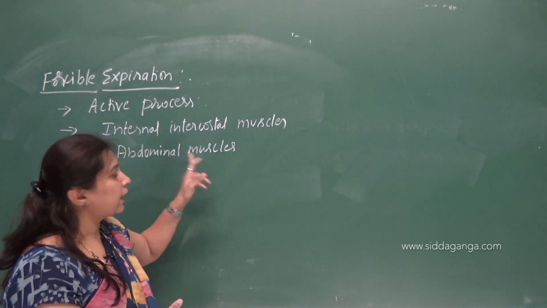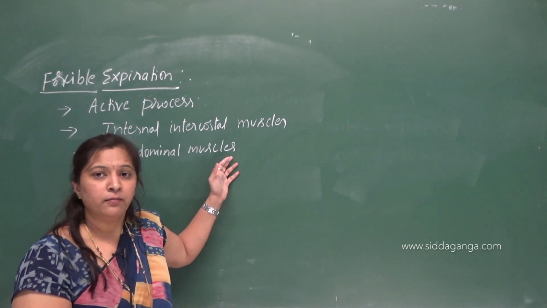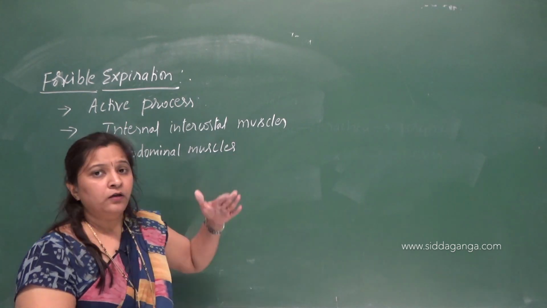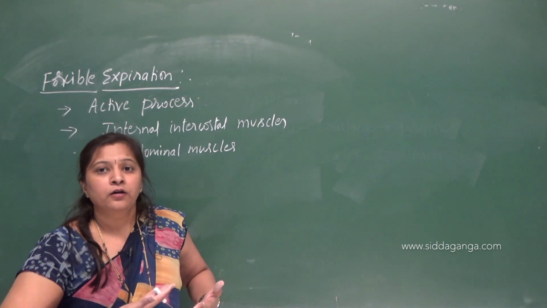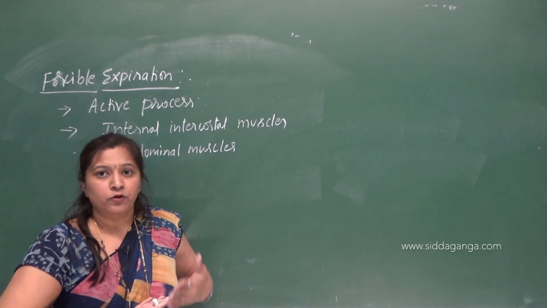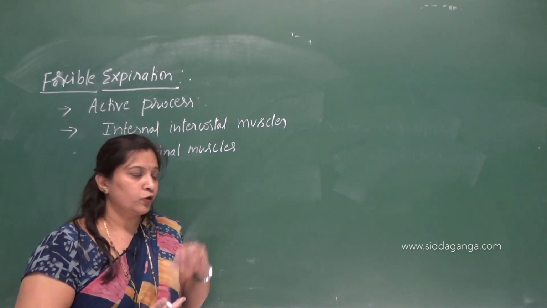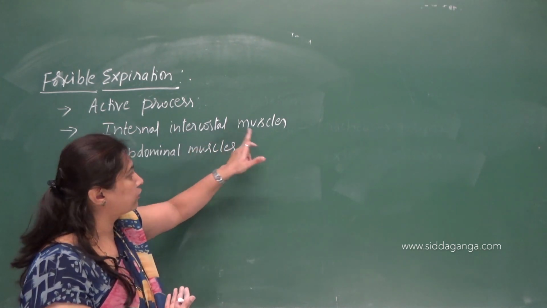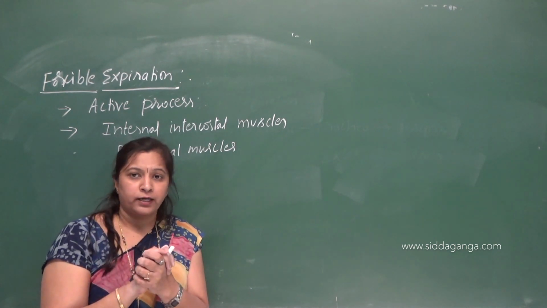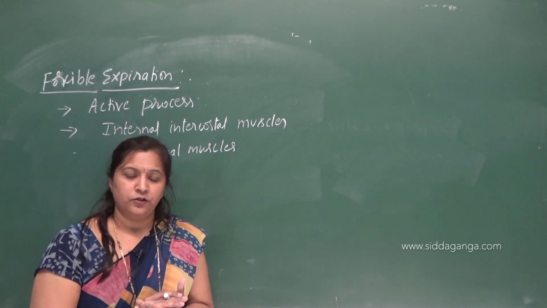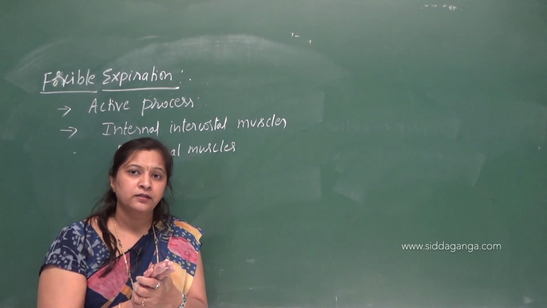And further, due to the contraction of abdominal muscles, the abdominal contents are pulled upwards, that is, towards the diaphragm, so that the volume of the thoracic cavity further decreases. So because of the contraction of internal intercostal muscles and the abdominal muscles, the volume of the thoracic cavity highly decreases. If the volume of the thoracic cavity decreases, what happens?